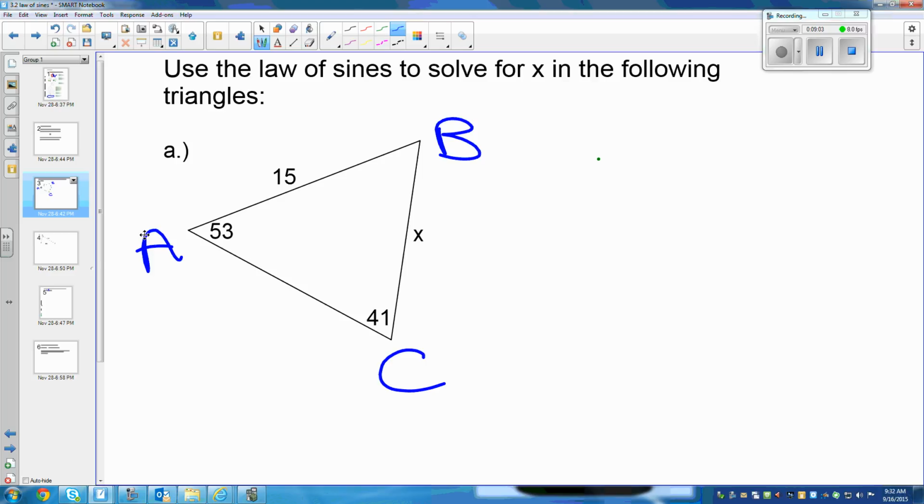So the first thing I'm going to do is I'm going to write down everything I'm given. Am I given angle A? Okay, so angle A is equal to 53 degrees. Am I given angle B? No. Am I given angle C?